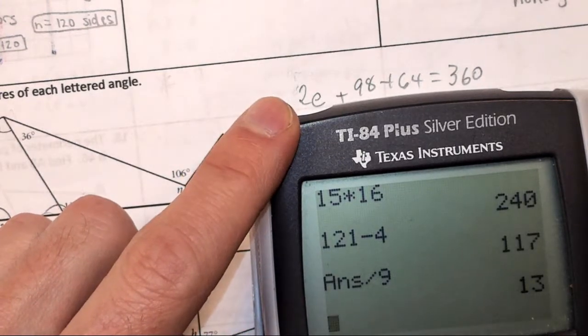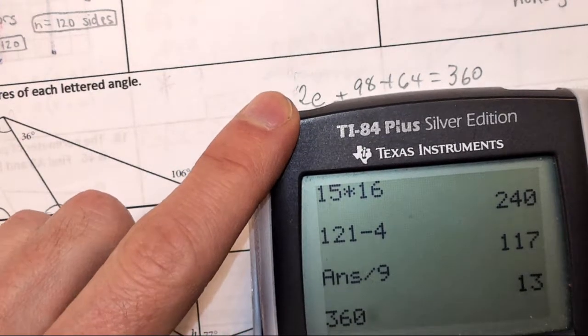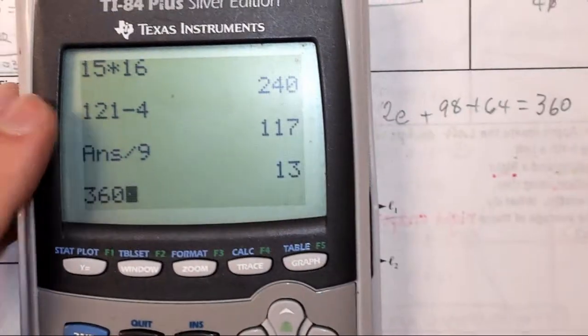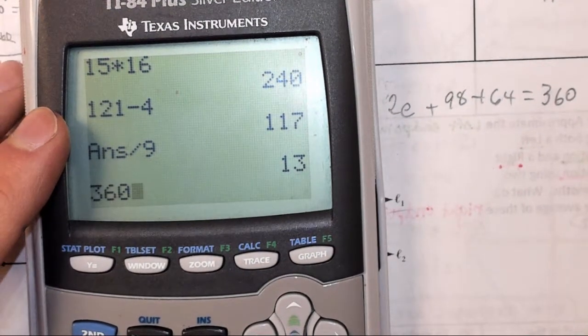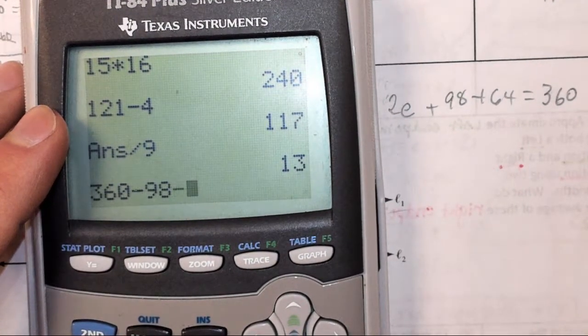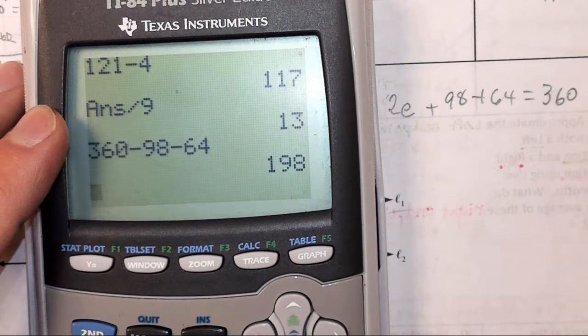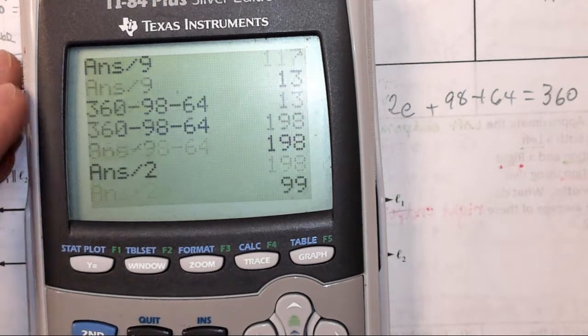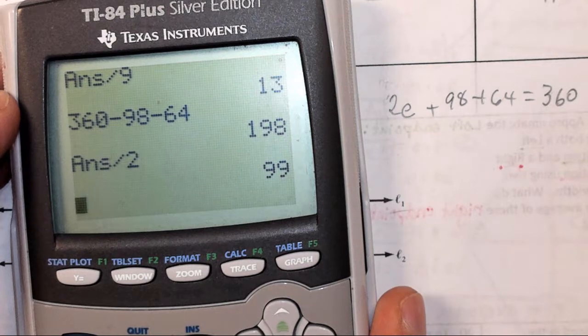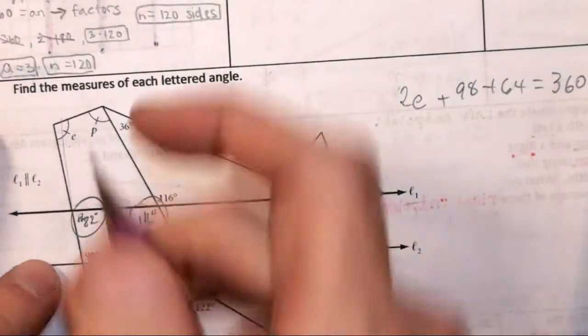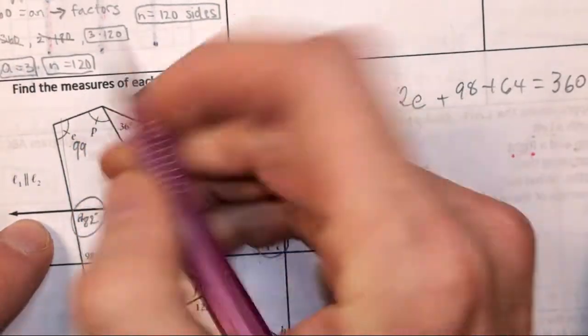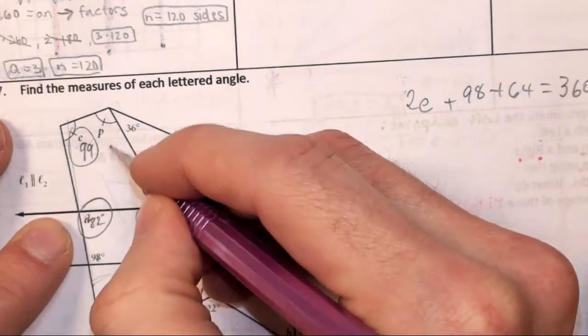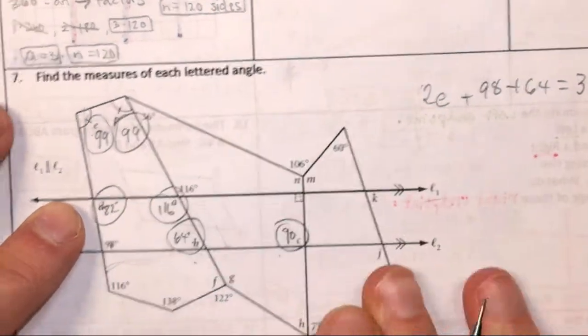All right, and so I'm just going to solve this quickly for E. I've got 360, and I'm going to subtract out 98 and 64. And then I just divide that quantity by 2. So E is 99. If E is 99, then so is P, because those two are congruent, 99.